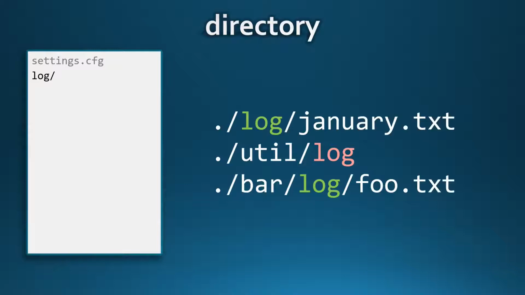Trailing slashes after a word match directories only, not files. This, for example, will match the log directory, and all files within the log directory will be ignored. So if you have a log directory with january.txt and you have this rule, that will not be added when you use the git add command. However, if you have a file called log, it will be added because this applies only to directories. Note that this still applies to nested directories. So if you have bar/log, then that subdirectory underneath bar will have all its files ignored as well.